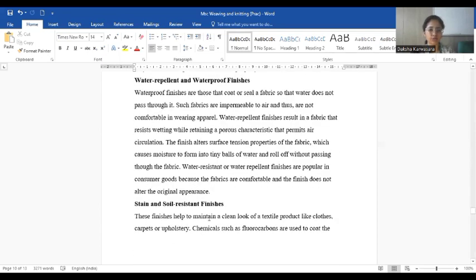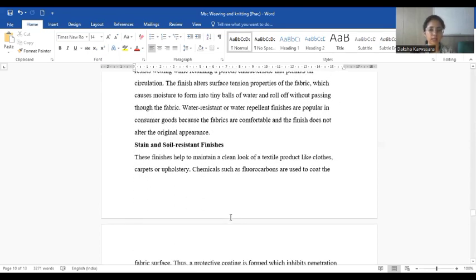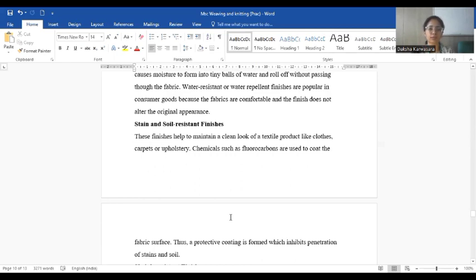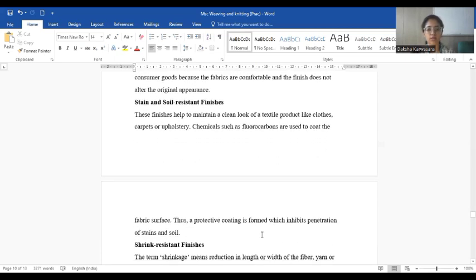Stain and soil resistant finishes. These finishes help to maintain a clean look of a textile product like clothes, carpets, and upholstery. Chemicals such as fluorocarbons are used to coat the fabric surface. Thus, a protective coating is formed which inhibits penetration of stain and soil.